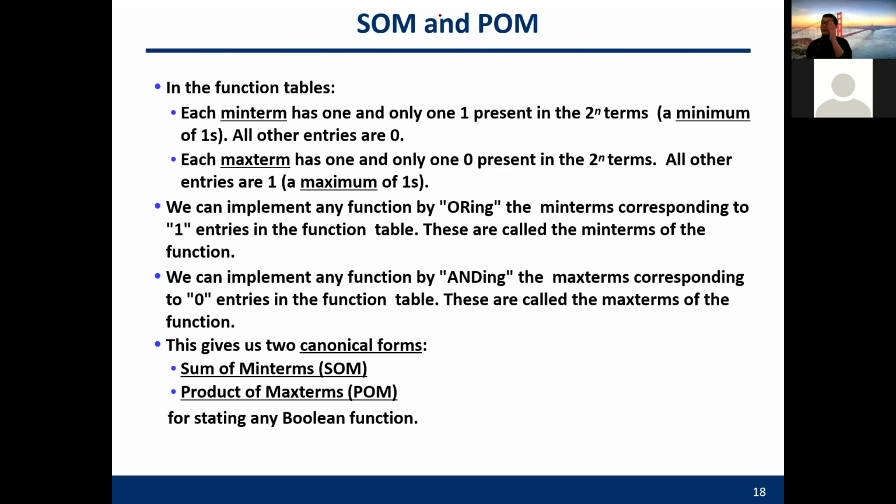Now we have the minterm and the maxterm. The next one is the sum of the minterms and the product of the maxterms. Until now, we can only express one row in the truth table. Now with the sum of the minterms and the product of the maxterms, we can express the entire truth table, not only just one row, but the entire truth table.